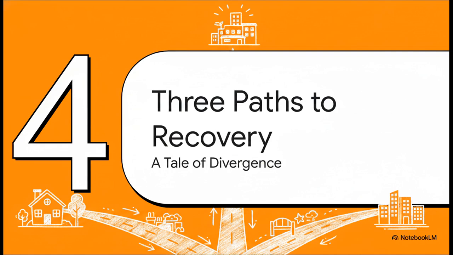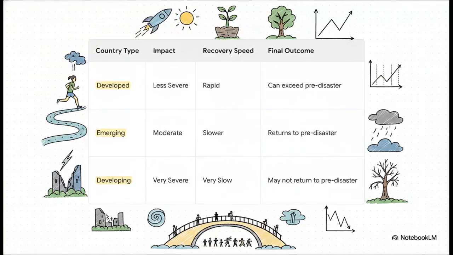See, the road to recovery isn't the same for everybody. In fact, the model shows us there are three very, very different paths a community can take. This table just lays it all out so clearly. Look at how things change depending on a country's development. For developed nations, the hit is often less severe, and the recovery is fast. For emerging economies, it's a bit slower, a longer grind. But for developing nations, the impact is just devastating. Recovery is painfully slow, and, this is the toughest part, they may never actually get back to where they started.